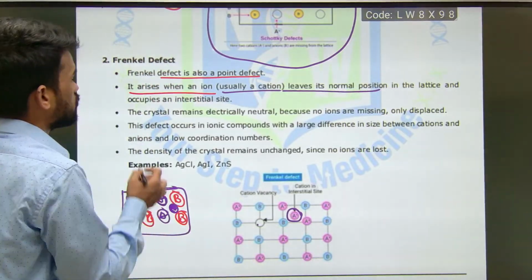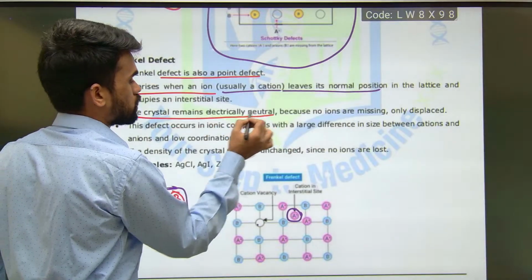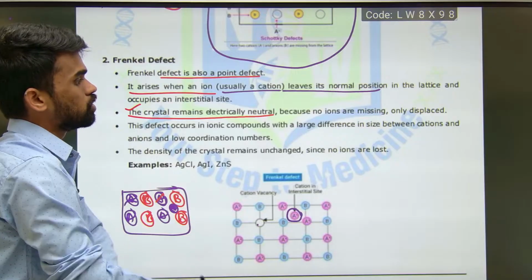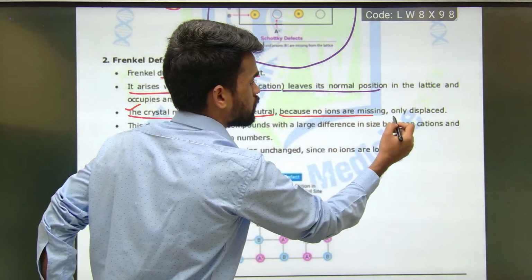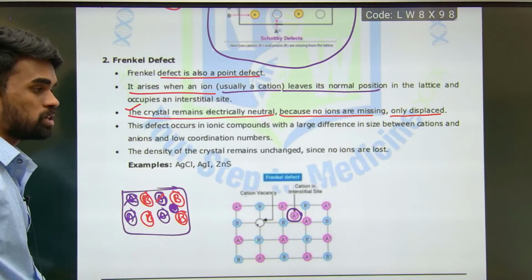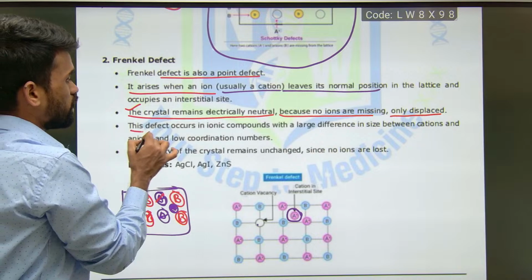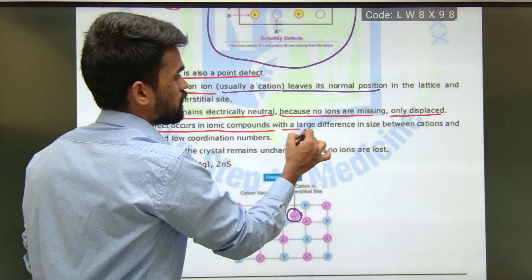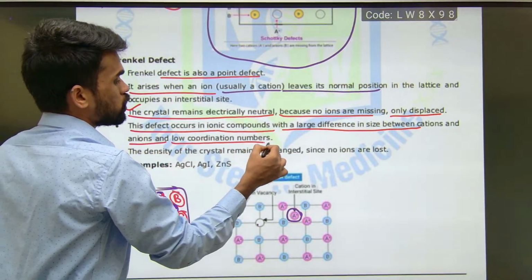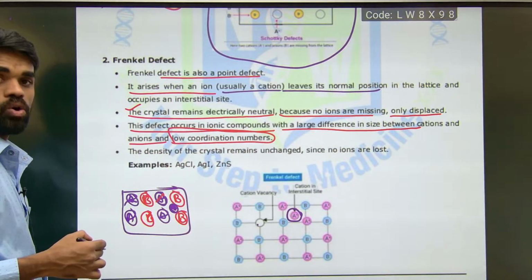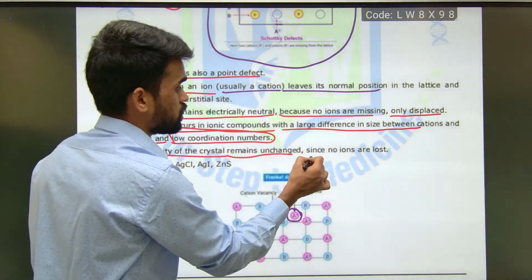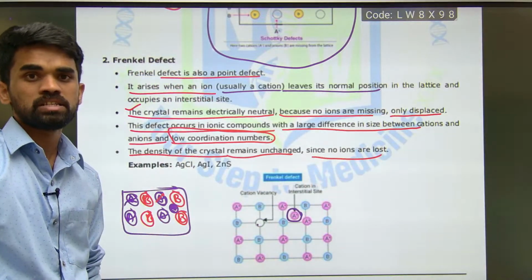Now read this. The crystal remains electrically neutral. Yes, the crystal remains electrically neutral as the number of cations and anions are the same here, because no anions are missing; they are only displaced from their original position to some interstitial position. This defect occurs in ionic compounds with a large difference in size between cation and anion with a low coordination number. So they should have a low coordination number.